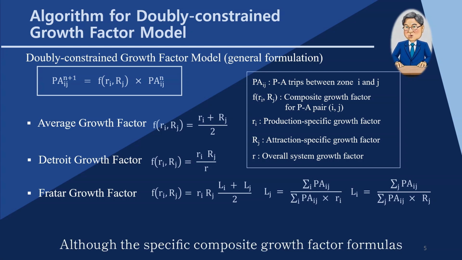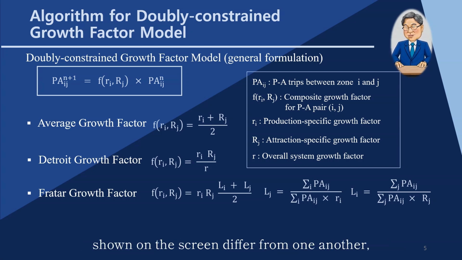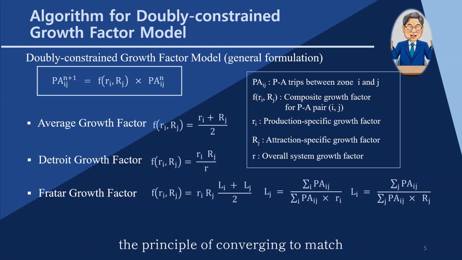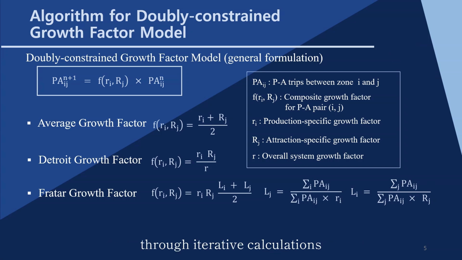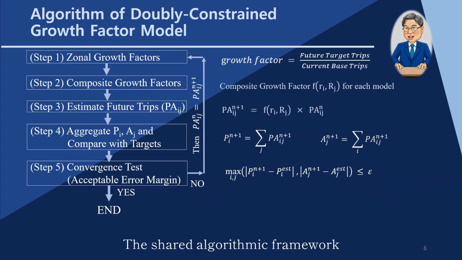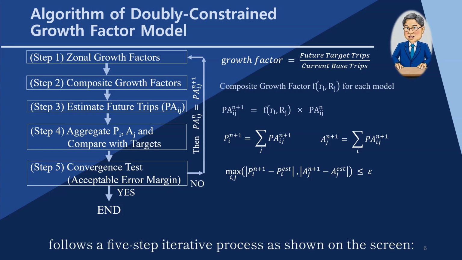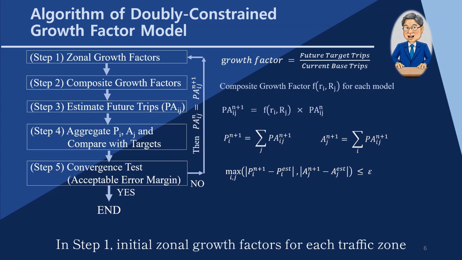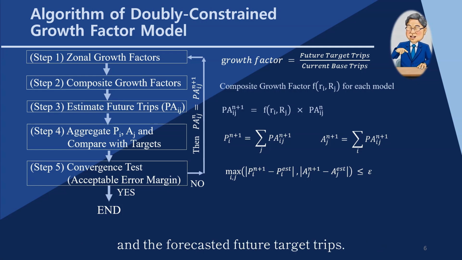Although the specific composite growth factor formulas for the three methods shown on the screen differ from one another, the principle of converging to match trip production and trip attraction forecasts through iterative calculations is the same. The shared algorithmic framework for doubly constrained growth factor models follows a five-step iterative process as shown on the screen. In Step 1, initial zonal growth factors for each traffic zone are calculated using the observed base year trips and the forecasted future target trips.